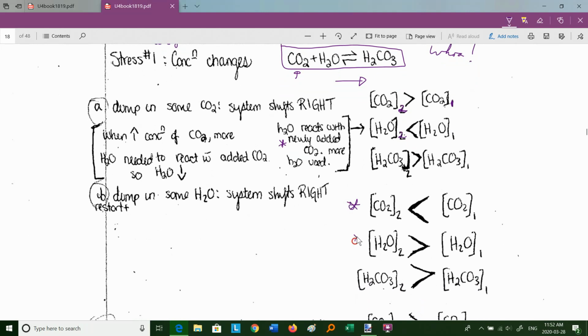H2O, well, you can't get rid of all the stuff that you put in, so it is going to be more when equilibrium is reestablished than the first one, and H2CO3 is going to be more than H2CO3. Notice in each of these stresses I'm restarting the question, getting to equilibrium, and then applying the stress. I'm not going to apply two concentration stresses at the same time. I'm going to make one stress, and then we take it from there.